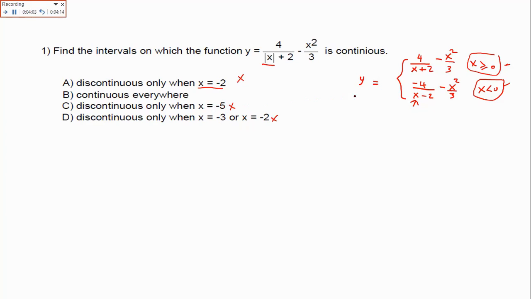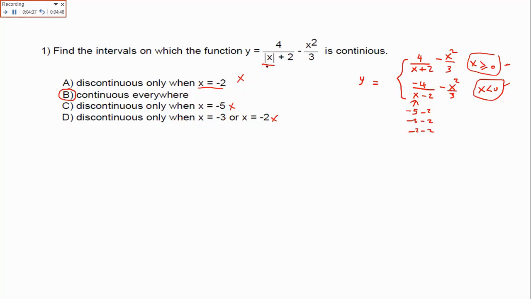Because if you plug in negative 5, it is not going to make the denominator 0. Any negative value will not make the denominator 0. Negative 3 will be negative 3 minus 2. Negative 2 will be negative 2 minus 2. So none of them will give us discontinuity. Correct? So the only answer is this. This is the legitimate answer. Question about it?